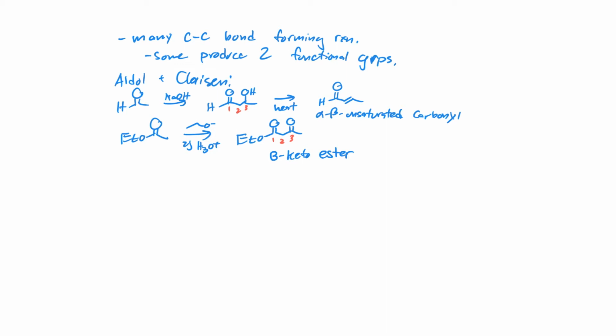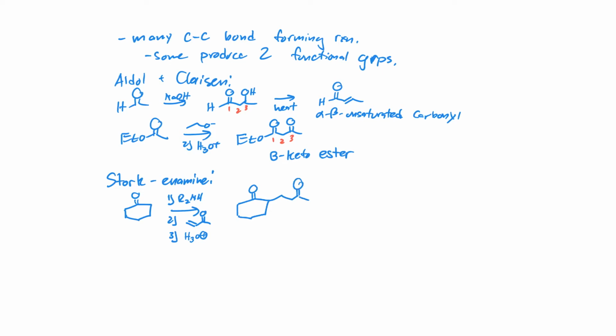Let's look at an example where we have a 1,5 difunctionalized compound. So the Stork-enamine synthesis. First step, secondary amine to make the enamine. Second step, add a good Michael acceptor. That's basically an alpha beta unsaturated carbonyl compound. Third step, mild acid workup. And we essentially add, in this case, 4 carbons to our original compound.